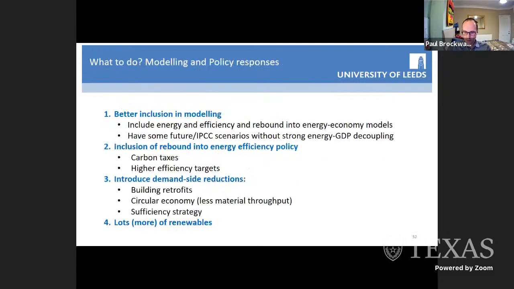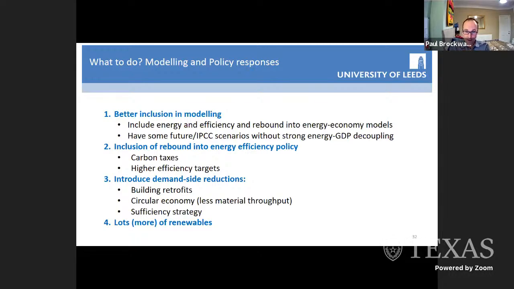That could be something else to think about. And so if I had to bet, what would I do? Well, the first thing I would do is to have a better inclusion in modeling of efficiency and rebound. And I'd have at least some scenarios without this kind of strong decoupling. In other words, that exhibit historical energy-GDP relationships.